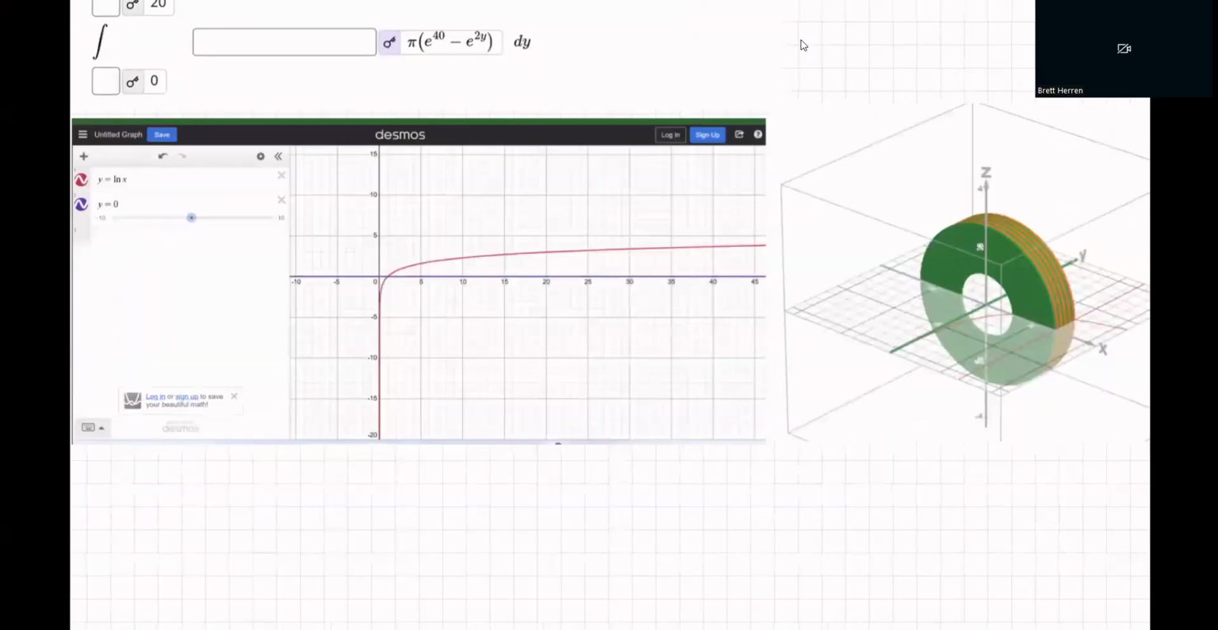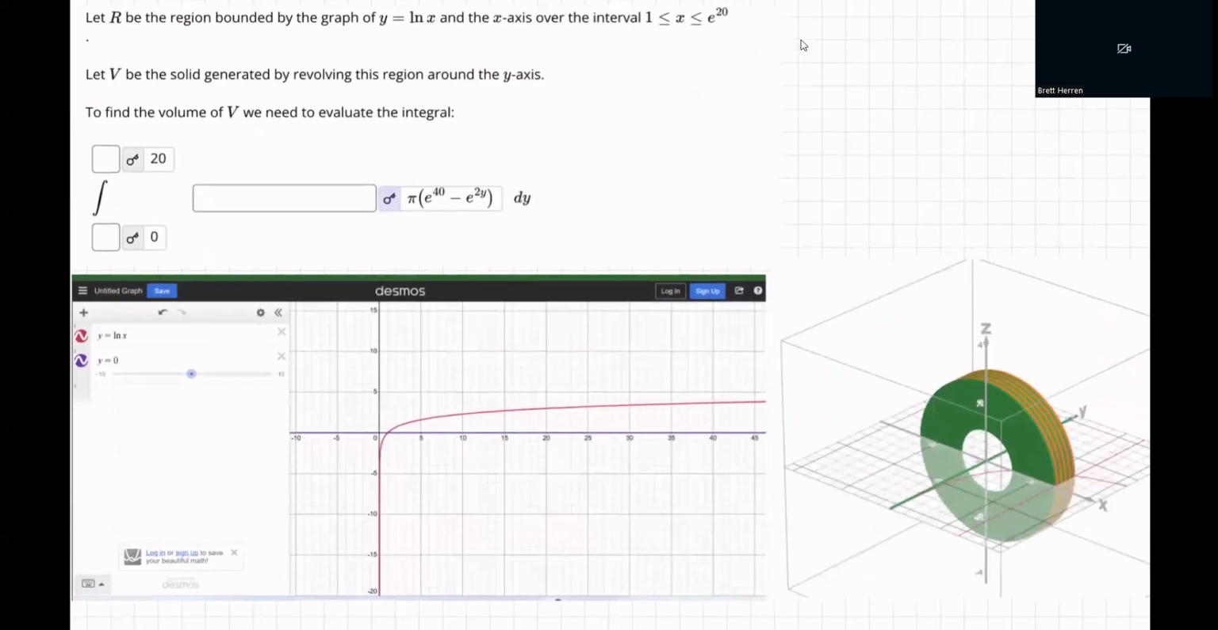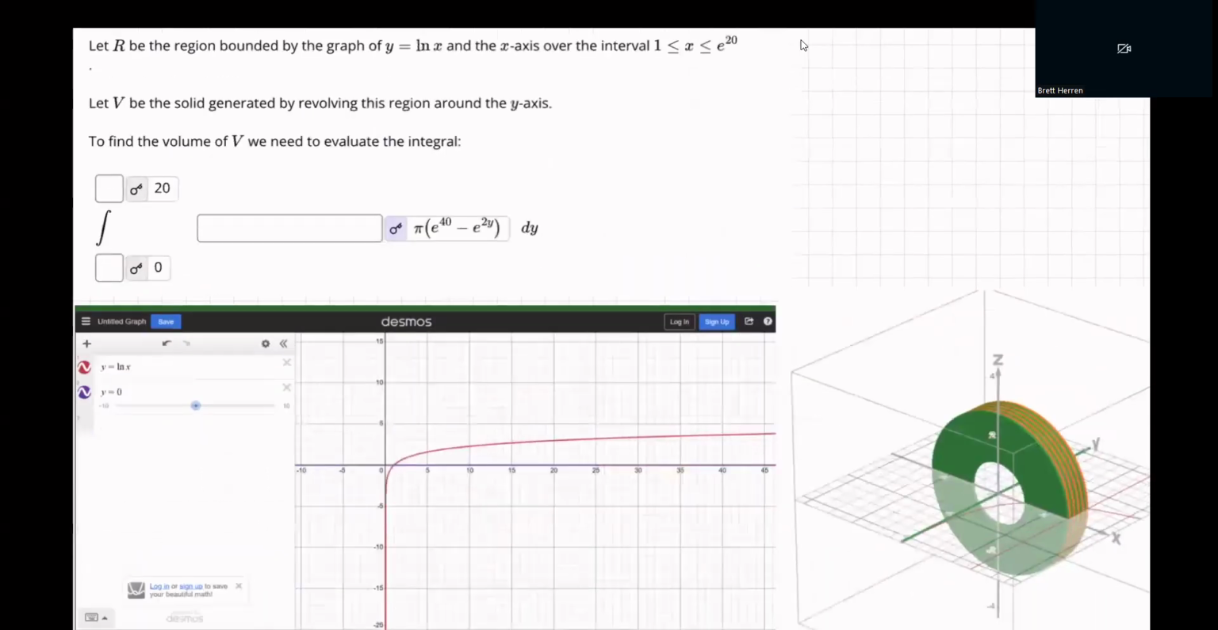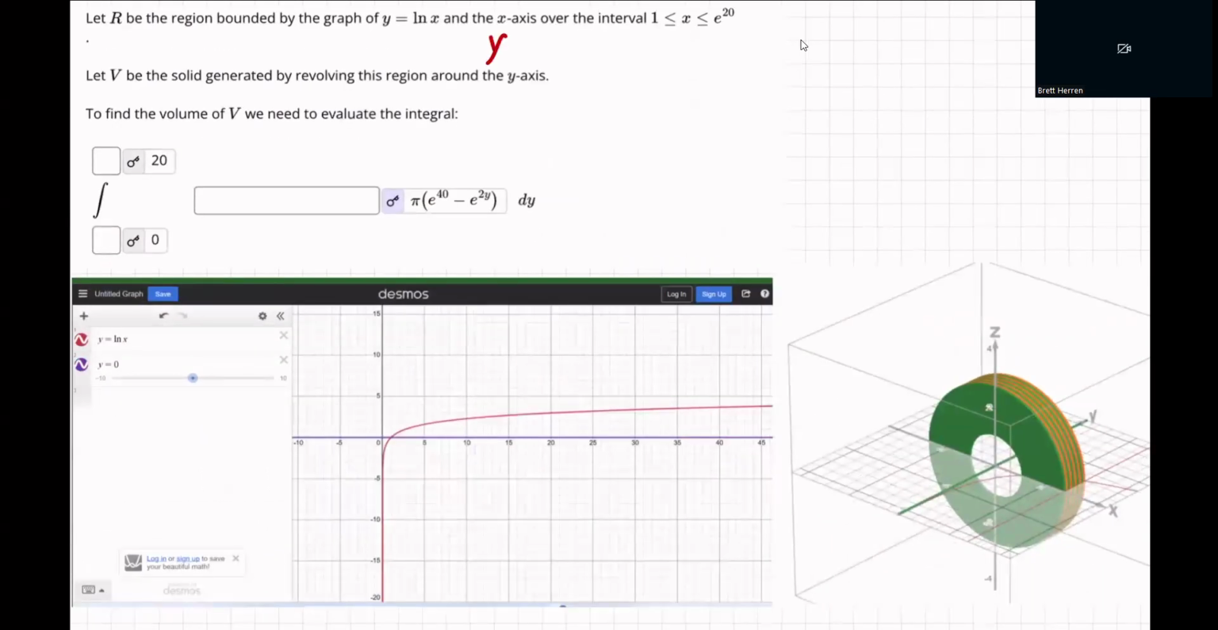Okay, so basically what I did is, this is tricky when we get some different functions that we're not used to. So I typed y equals natural log of x into the normal two-dimensional Desmos graphing calculator, and I typed in y equals 0. Why did I type in y equals 0? Well, because they said the x-axis, which is y equals 0.